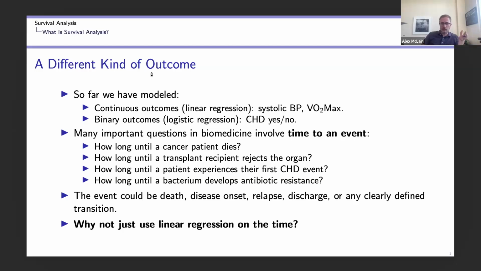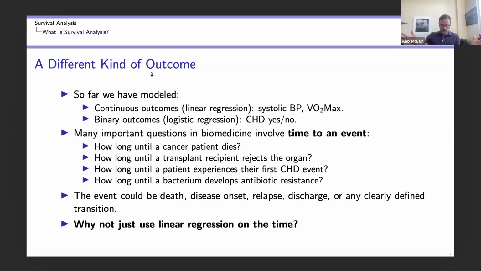Back farther than linear regression with continuous outcomes, which we talked about Monday and Tuesday, before any logistic regression with binary outcomes or hazard ratios, which we talked about Wednesday and Thursday. But this is really the third main type of outcome that you'll study in statistics, okay? Continuous outcomes, binary outcomes, survival outcomes. Survival outcomes are a time to some event. How long until a cancer patient dies? How long until a transplant recipient rejects an organ? How long until a patient experiences their first coronary heart disease event? How long until a bacteria develops an antibiotic resistance? The event that we see could be death. It could be recovery. It could be disease onset, relapse, discharge, any transition from one stage to another.